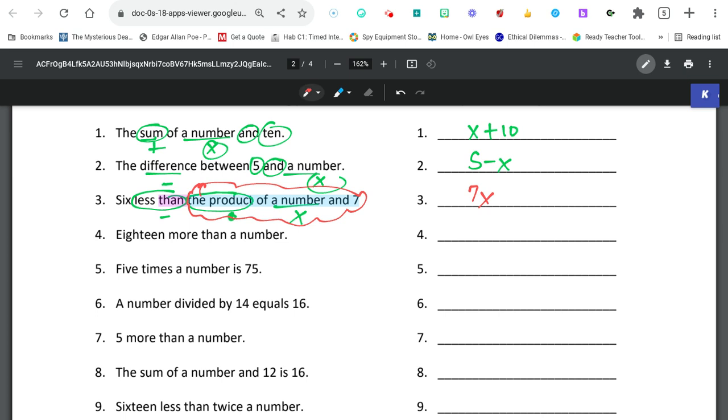Less than, go backwards now. You got this side written now, right? Minus 6, and you're done.